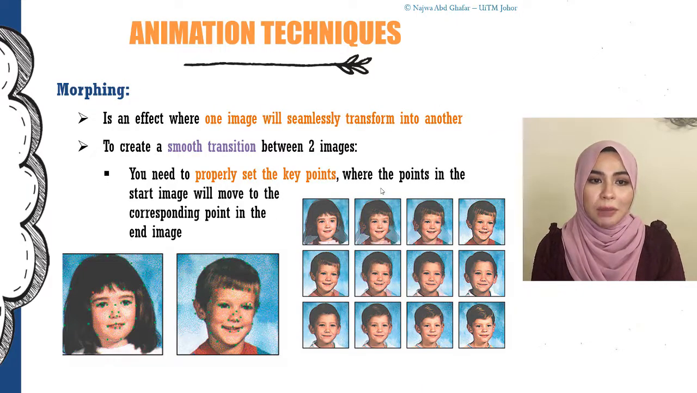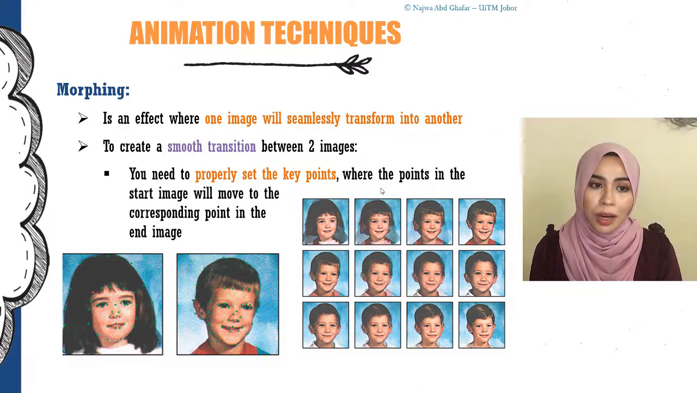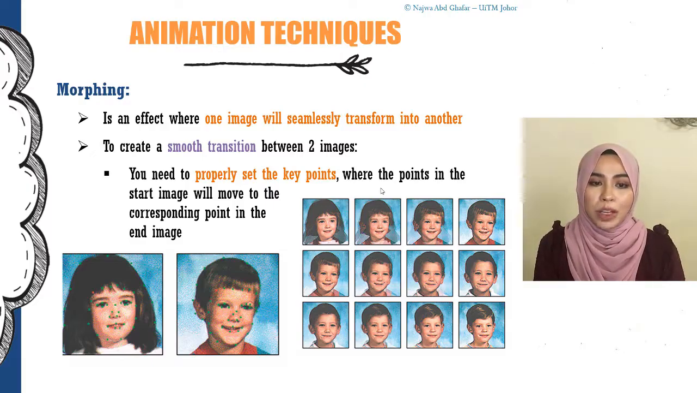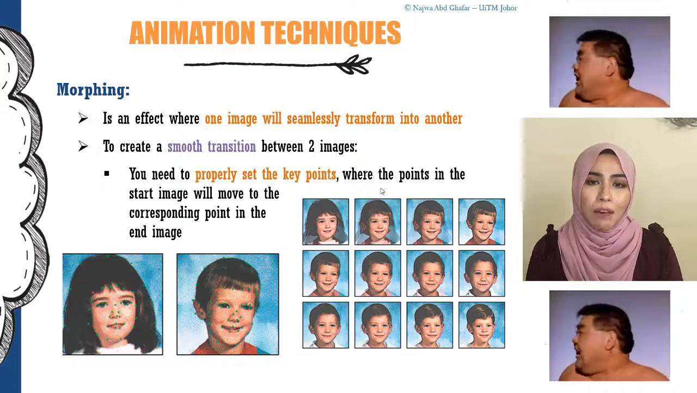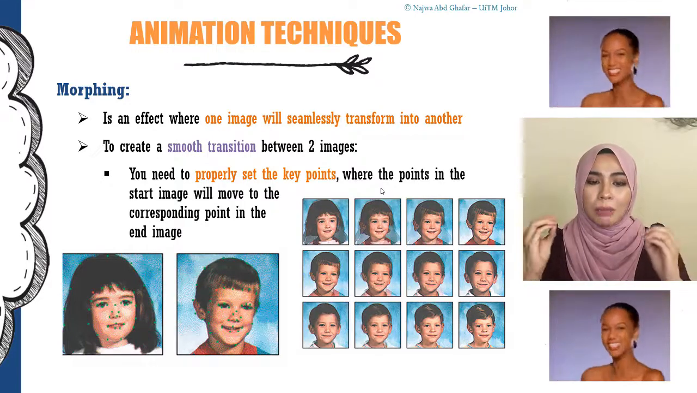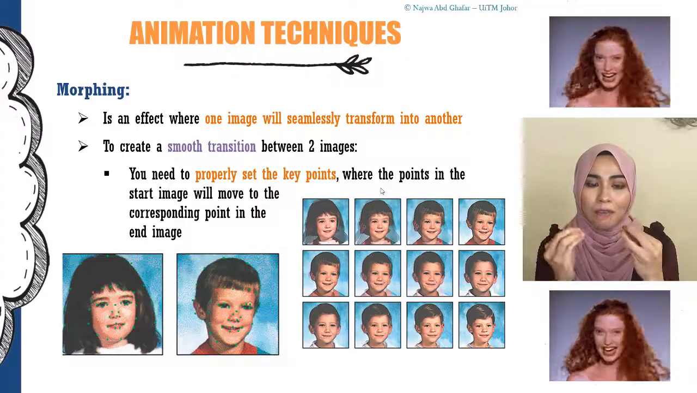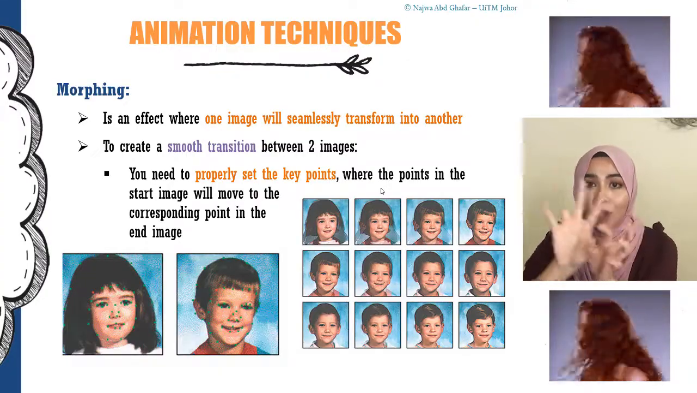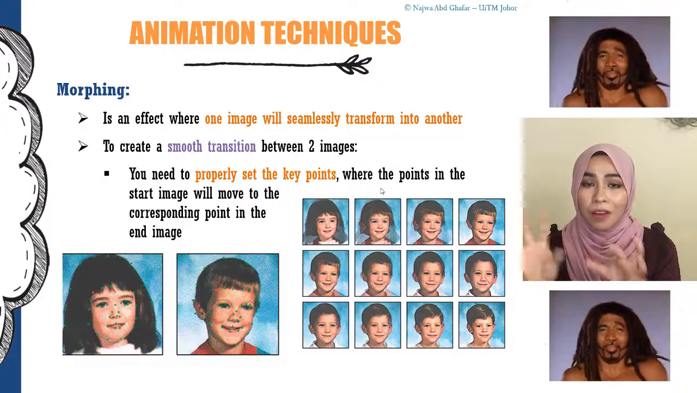Alright, the next type of animation technique is called morphing. Morphing is an effect where one image will seamlessly transform into another. Meaning that you will have different images, and from these different images you can somehow blend them together as if they are transforming from one thing to another, very seamlessly.